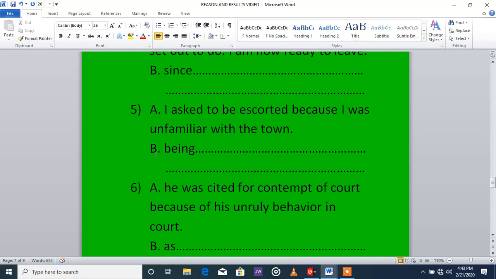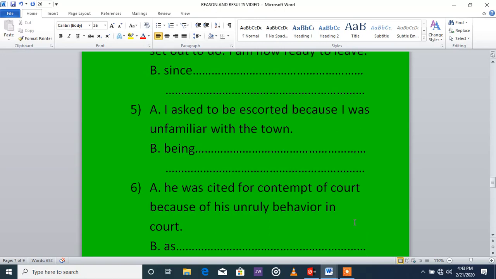So how are we going to start? Being. So you always use "being" to replace "because". So it will just move as "being unfamiliar with the town". Being unfamiliar with the town, I was asked to be escorted.